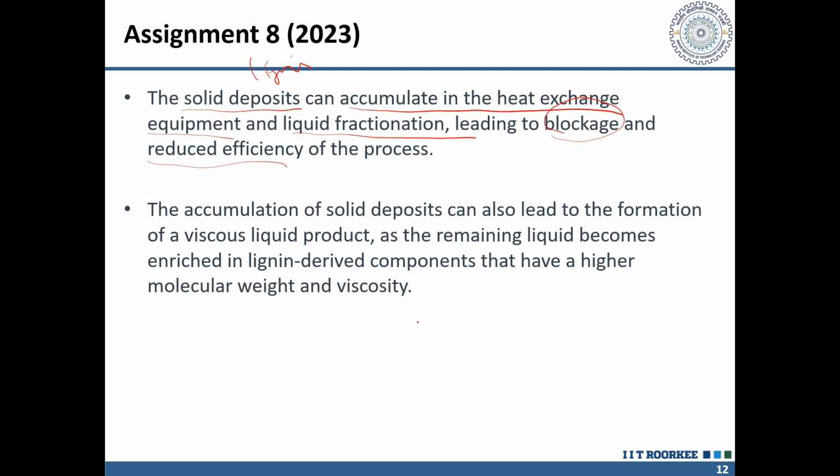So therefore, slow cooling is not advisable during pyrolysis, as it will lead to polymerization of lignin, and thus blockage will happen in the equipment. Therefore, the efficiency of the process will be reduced.